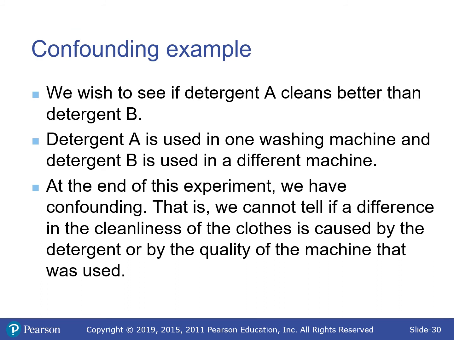So, example here, we want to see if detergent A cleans better than detergent B. So we use a washing machine with detergent A and another one with detergent B. But then, was it the detergent or the washing machine that caused clothes to get cleaner? That would be an example of just bad control that added a confounding variable. If you wanted to figure it out, you'd need to use the same washing machine a few times.